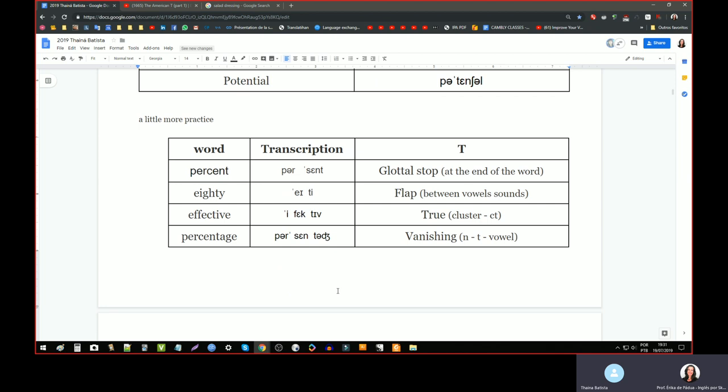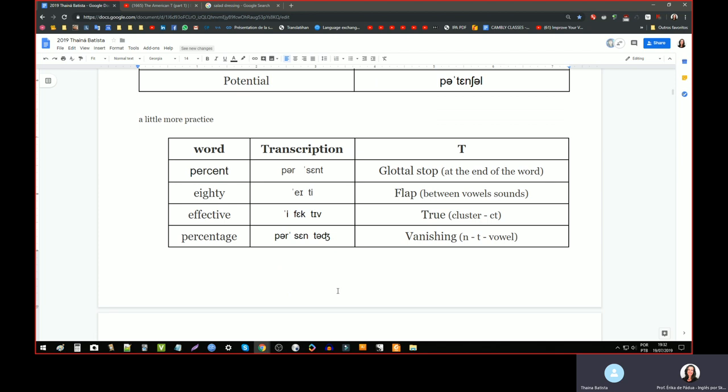But it's funny, Thainá, because the vanishing T exists in certain communities of speakers. It's not everyone. A lot of people will say percentage, percentage. So you can choose how you're going to say this word. I think it's nice to learn all the possible ways to pronounce a word. I think it's nice to master. For example, percentage. It's nice to learn how to say it.